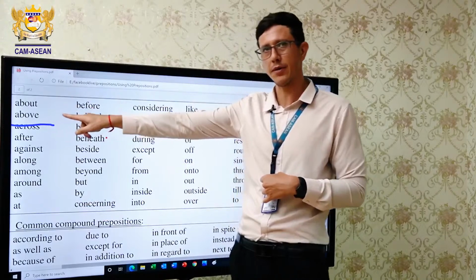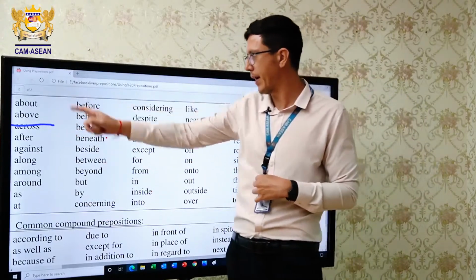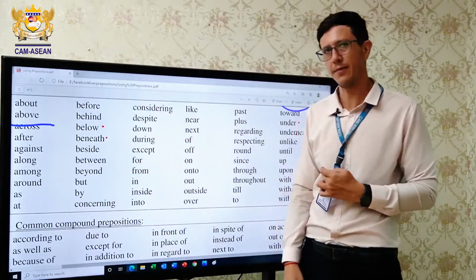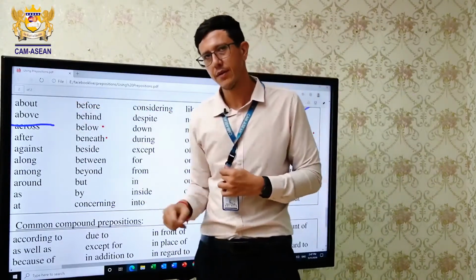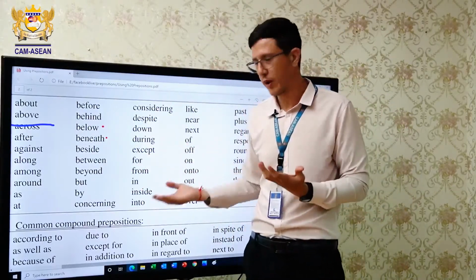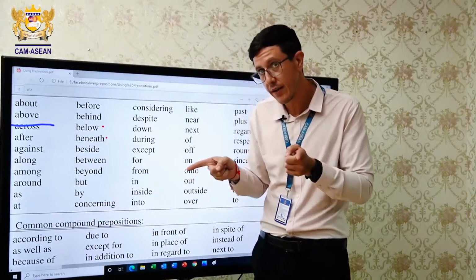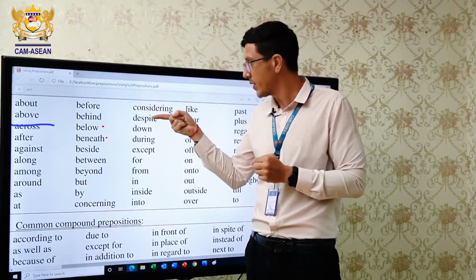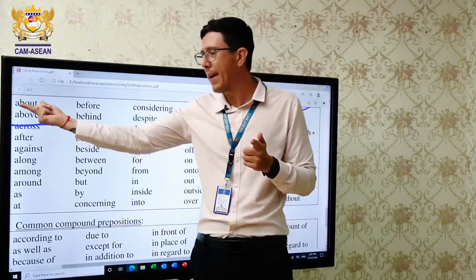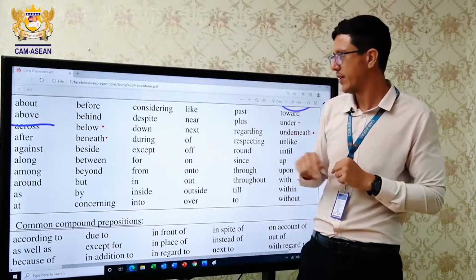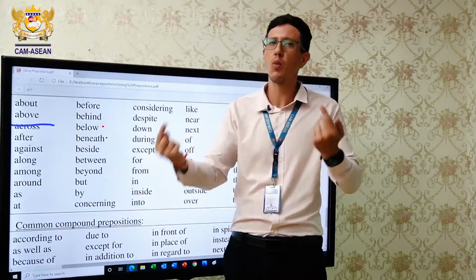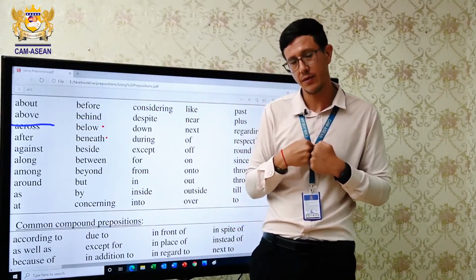Concerning, same as about. Concerning, about. Considering. Now, what's the difference between concerning and considering? Because they're both about. They're both topic. Well, that's the thing. We have to look at the root word. Concern means worry. Consider means think. So they're both to say about, but different focus. Considering is just what I'm thinking about. Concerning is what I'm worrying about.